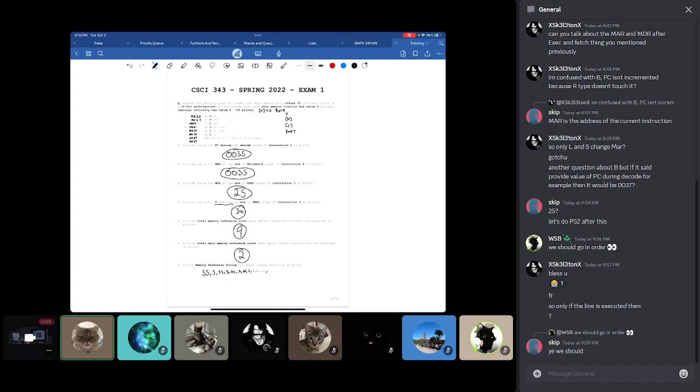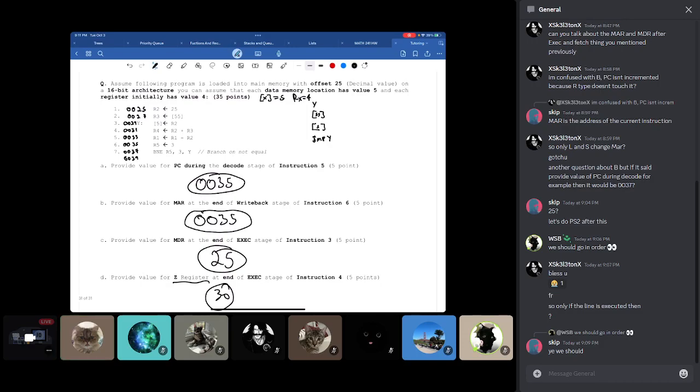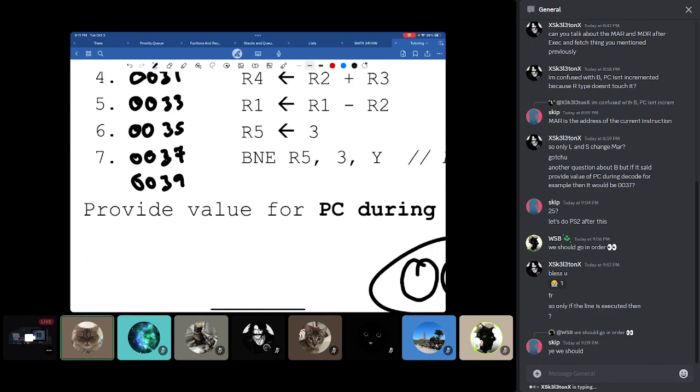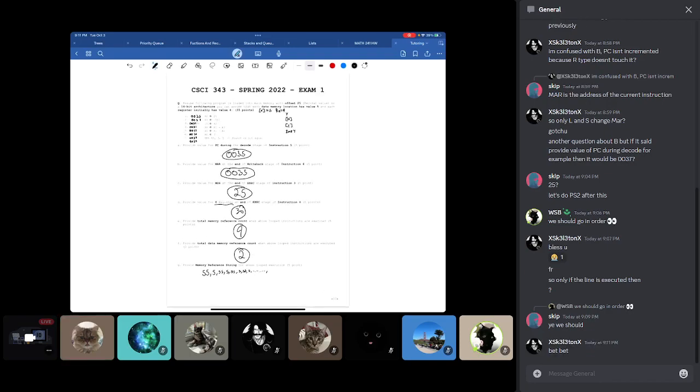Another question about B, but if it said provide value PC during decode, for example, then it would be 0037. Because at the end of fetch, you increment PC. Once you're at decode, that means you already incremented the PC, and the incrementation would point to the next instruction. That'd be 0037.